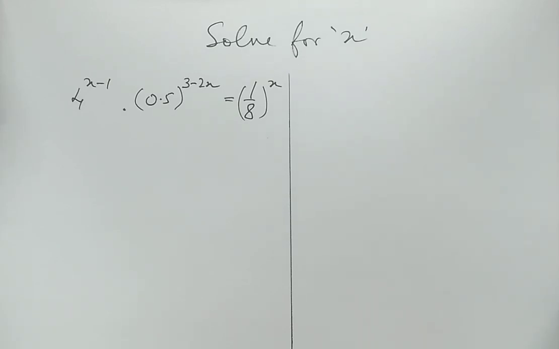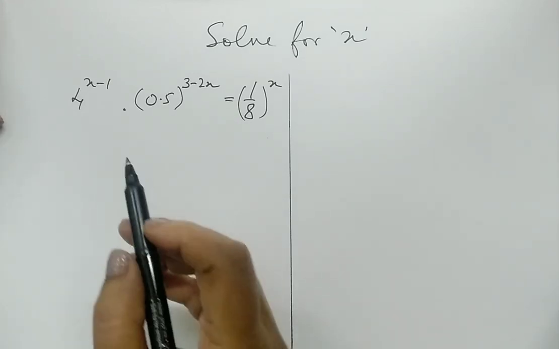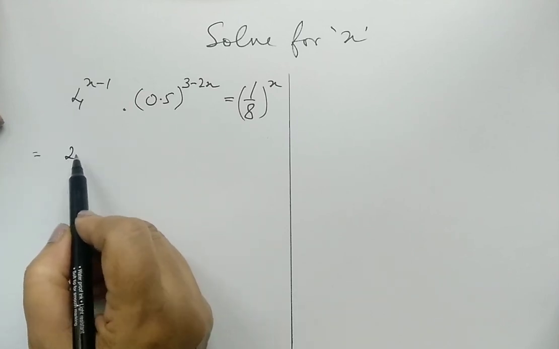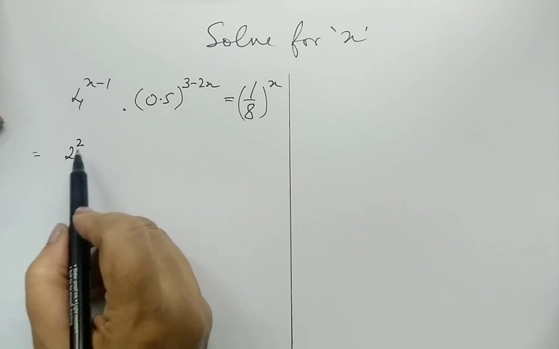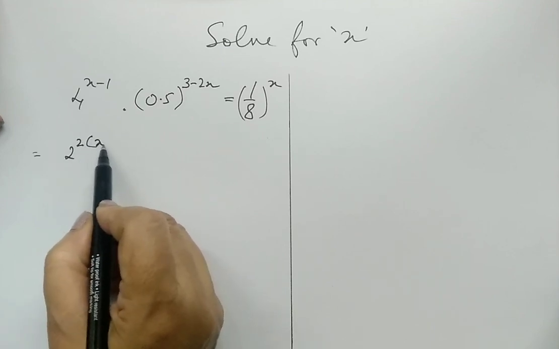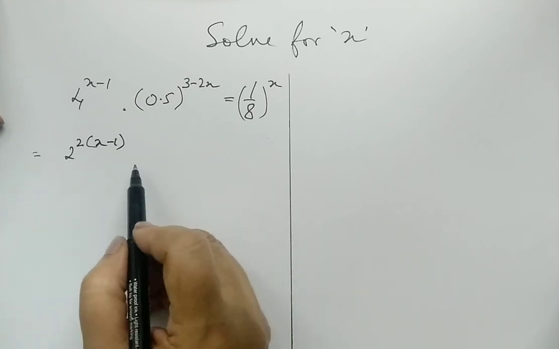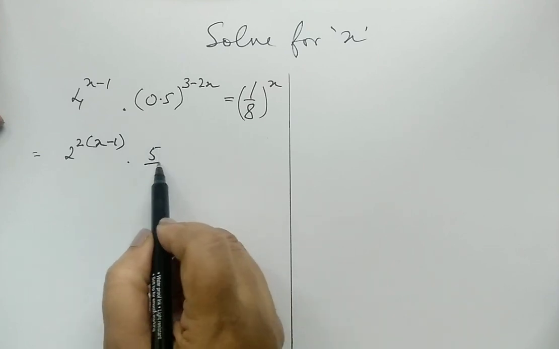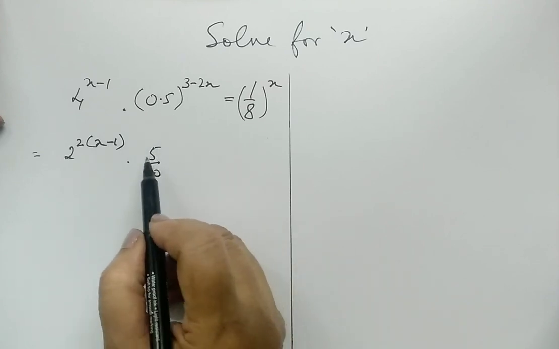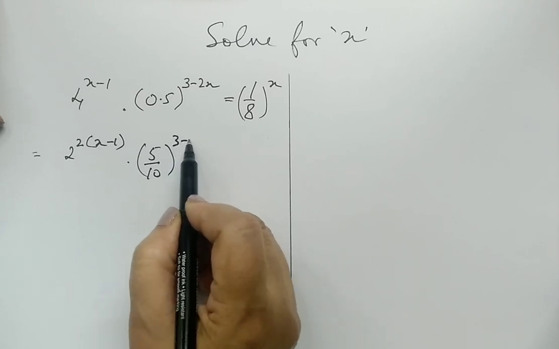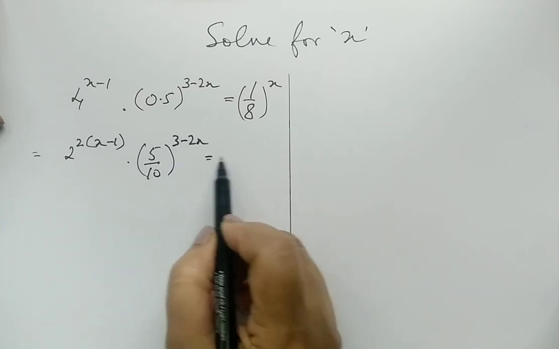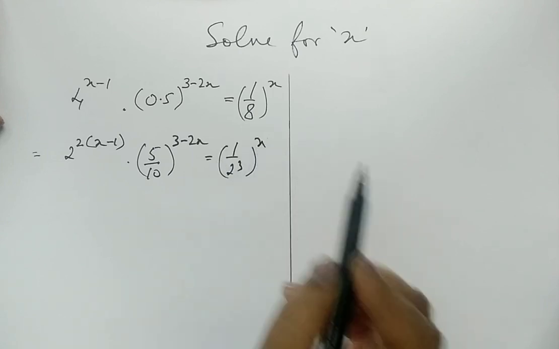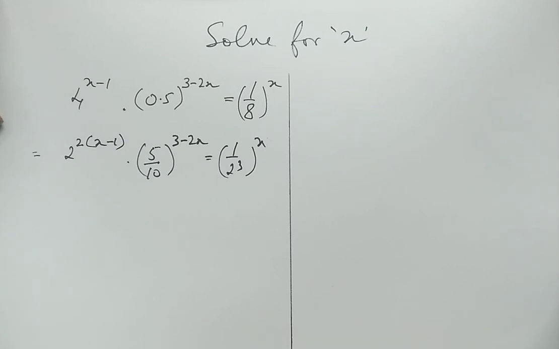Guys, so here we have another interesting sum. So let's get started. First of all, we'll convert 4 into 2 to the power 2, and outside we have this exponent multiplied by, for 0.5 we can write as 5 by 10, to the power 3 minus 2x equals to 1 by 2 to the power 3 to the power x. Alright.